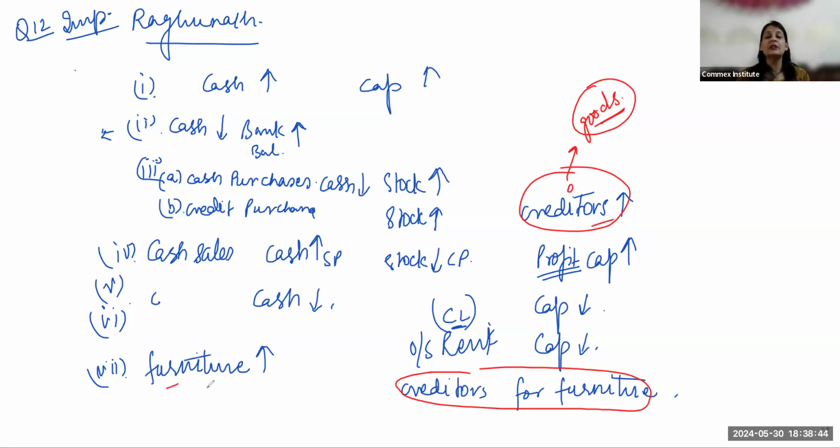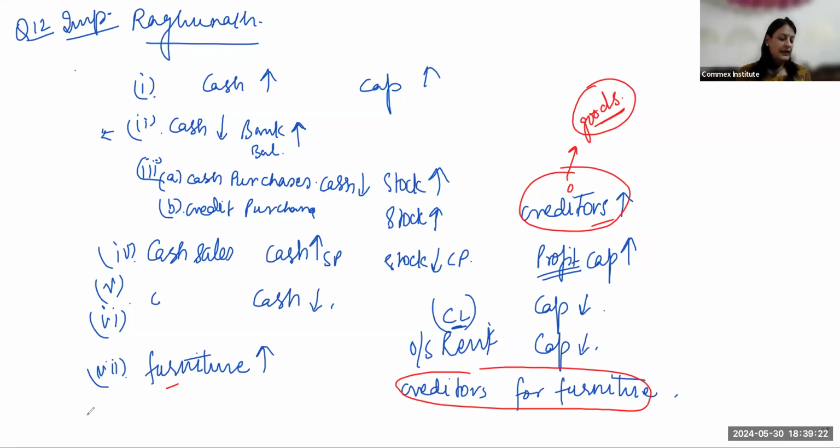But if I purchase furniture or maybe a car or land and building or some machinery on credit, those will be creditors for fixed assets. So creditors for goods and creditors for fixed assets are different. Creditors in general, when nothing is mentioned, only creditors, means these are the creditors for goods. If it is creditors for purchasing, say, a computer, furniture or car on credit, it'll be creditor for that particular fixed asset. Okay. So here we'll have a new liability column.